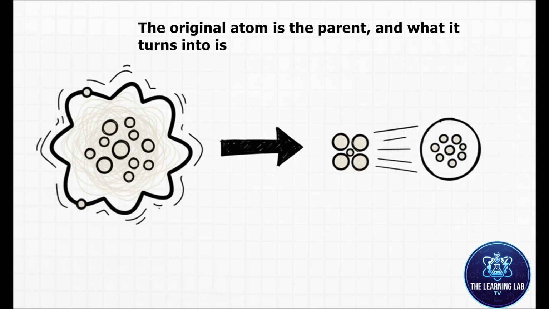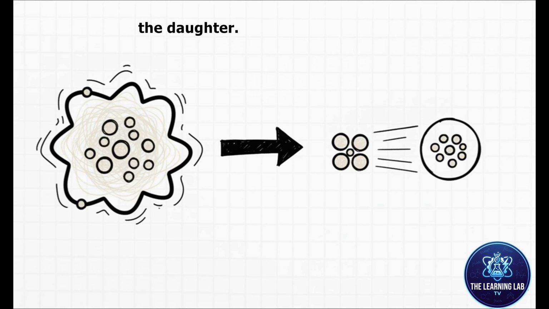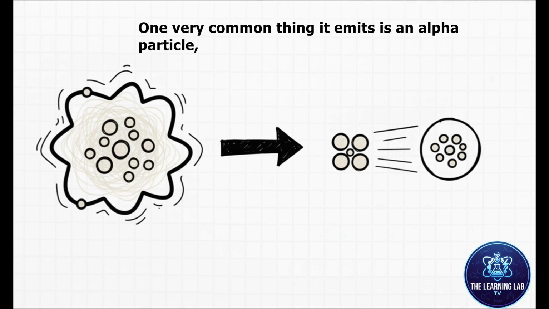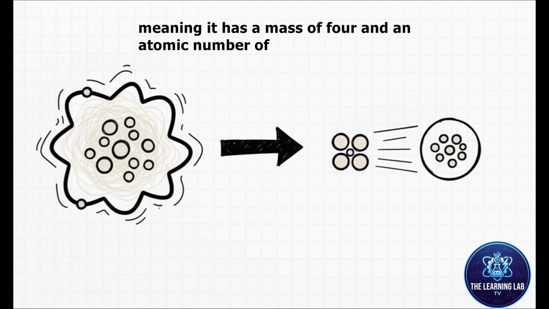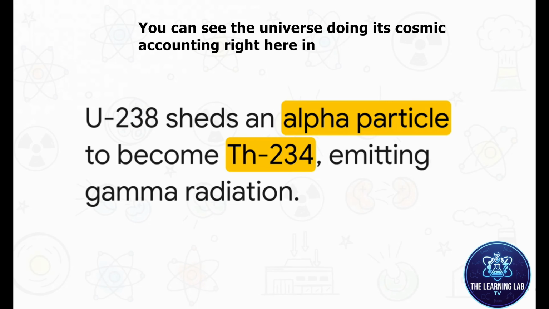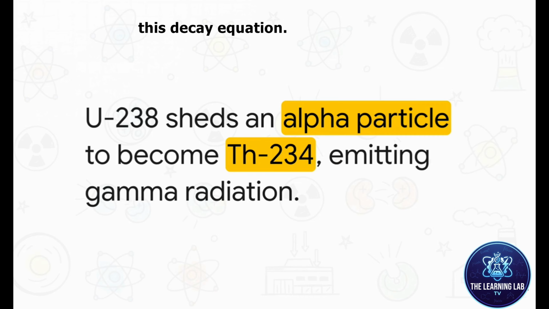The original atom is the parent, and what it turns into is the daughter. One very common thing it emits is an alpha particle, which is pretty heavy and equivalent to a helium nucleus, meaning it has a mass of 4 and an atomic number of 2. You can see the universe doing its cosmic accounting right here in this decay equation.